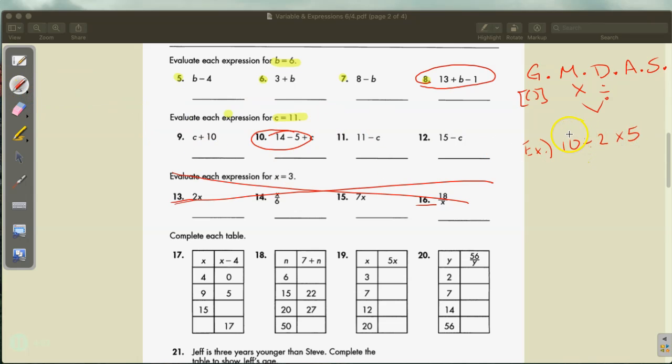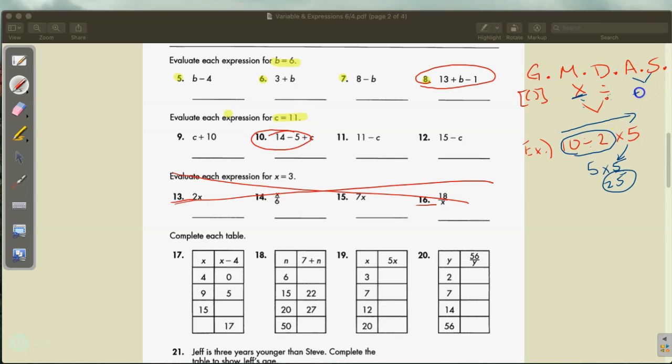Whenever we read from left to right, the first one to pop up is not multiplication, but it's division. So I'm going to solve this piece first. 10 divided by 2 is 5. And then I'm going to go here. First come, first serve. And there's my answer, 25. So it's whoever comes first between these two. It's not always multiplication. Sometimes it's division because it popped up first.